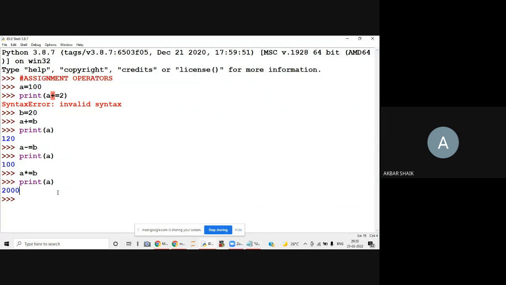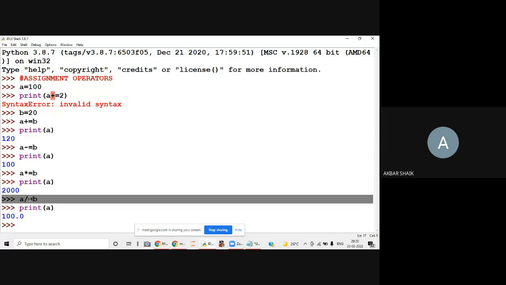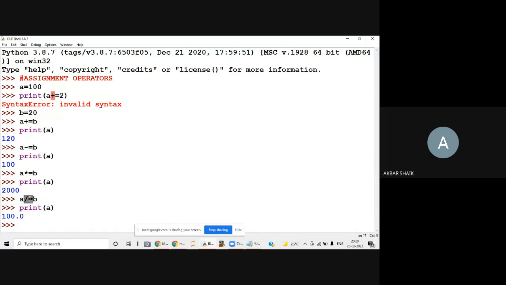Okay. Next, A slash equals B. So now again I'll print the A value. Tell me, what is this? A is equals to A slash B. I already told you yesterday, if you remember, the division operator always returns a float value only.